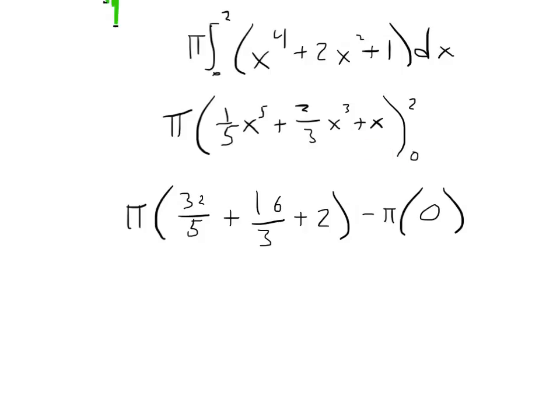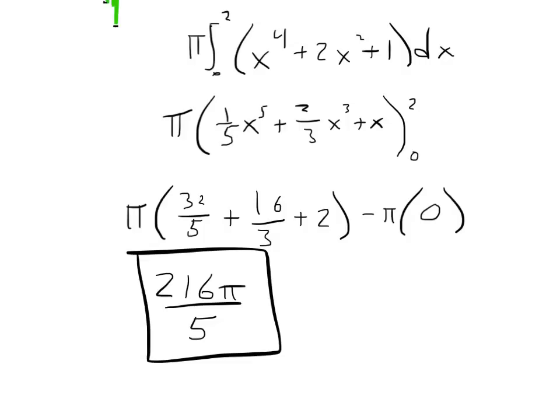This video is getting to be a little bit on the long side, so I'm going to skip my next step of work. Your next step would be to get a common denominator of 15 among all of these things. When you do that, you should end up getting that the final answer is 216 pi over 5. And this is the volume in units cubed. That's the volume of this trumpet horn shape thing that we just found.